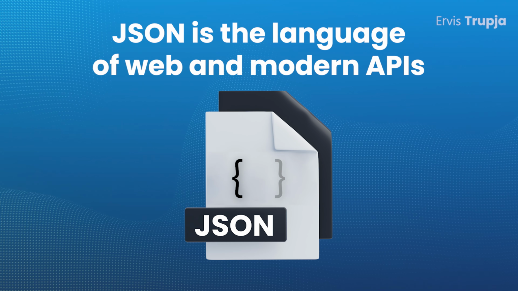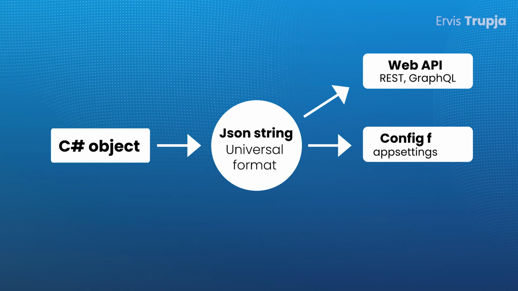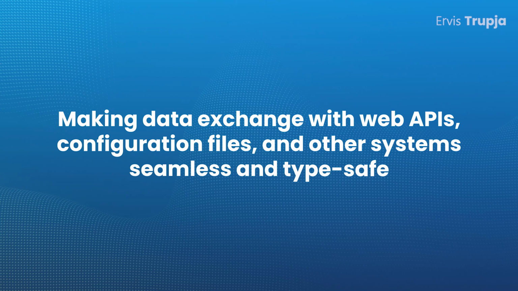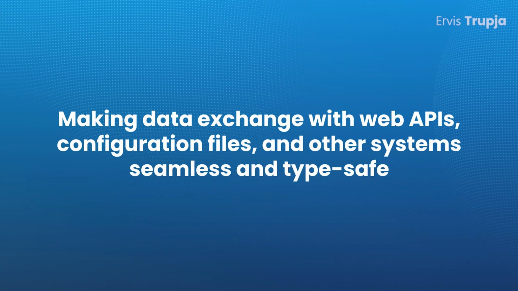JSON is the language of web and modern APIs. Serialization converts C# objects to JSON strings and back, making data exchange with web APIs, configuration files, and other systems seamless and type-safe.